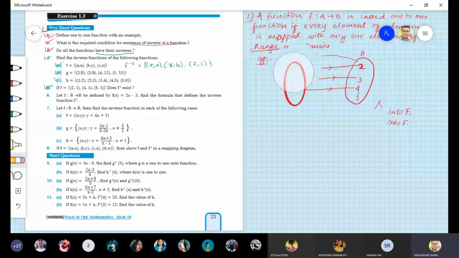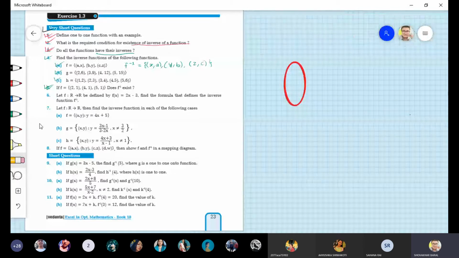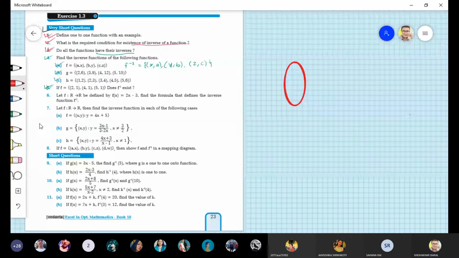Okay, why is it not erased? Okay, let me erase it at first. Okay, now question number 5. I don't know why it is not erased here. Okay, question number 5. Let me select the marker here.